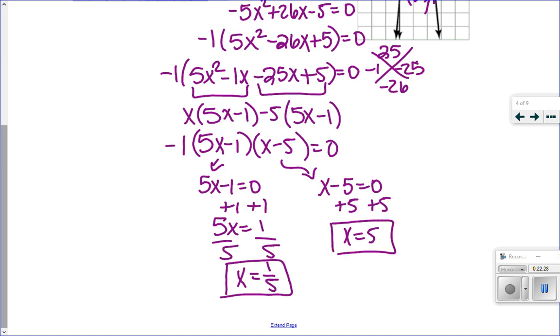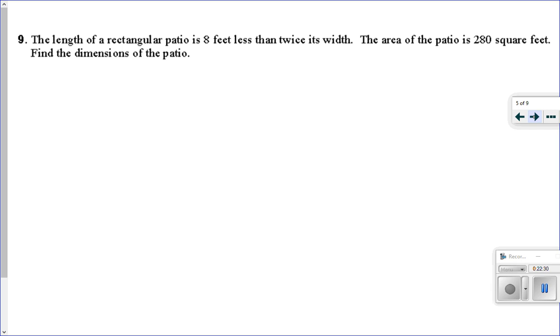Okay? All right, so let's go on to maybe a word problem. I know it's your favorite. You've been waiting for it the whole time. We are here. Okay? So let's try number 9. I think we're probably going to do 9 and 10 at least. We might do the rest in class.